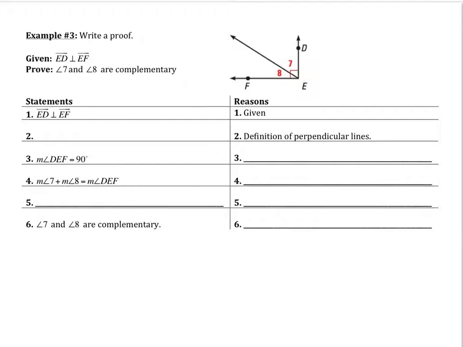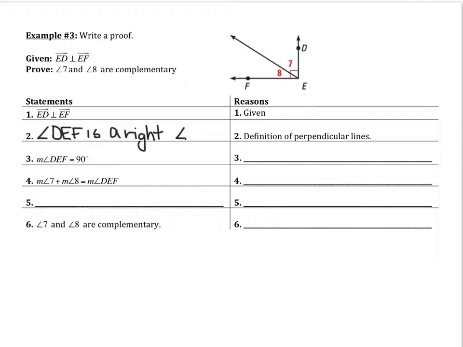Based off of that information, I should know that this angle is a right angle as it is marked in the diagram. So I know that angle DEF is a right angle. And I know this because of the definition of perpendicular lines. Since I knew that these two rays were perpendicular, I knew that the angle was a right angle because of the definition of perpendicular lines.